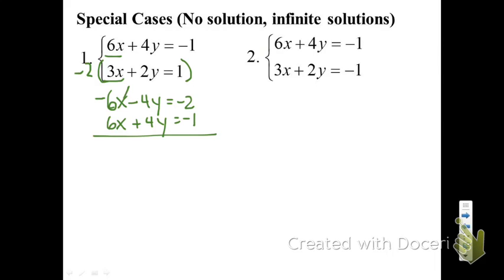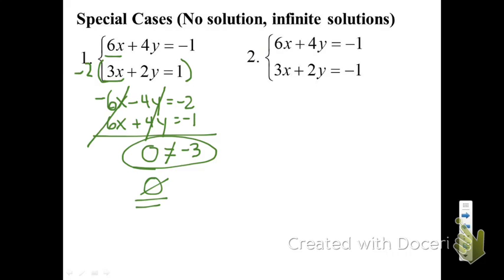From here, we see that this eliminates. This one eliminates. You get 0 over here equals -3. Now, we can see that this is no solution because these two are not equal. So if you get into a situation where you add your two equations and both the variables drop out and you get a statement that is not true, then that means there's no solution.